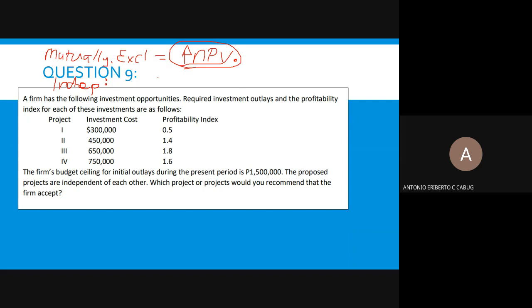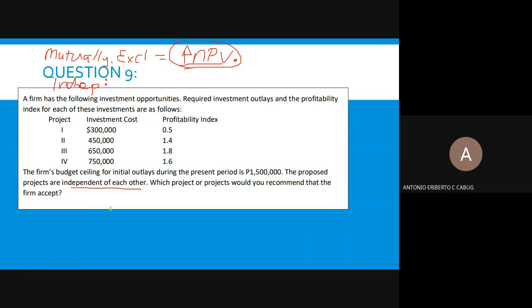So when the projects are independent, you would select all projects that are acceptable using any of the techniques. Okay? Mutually exclusive, isa lang yung pwede mong piliin, prioritize the project with the highest NPV. Now, if you're going to notice this problem, the investments are considered independent of each other. Pwede ka mamili ng more than one.